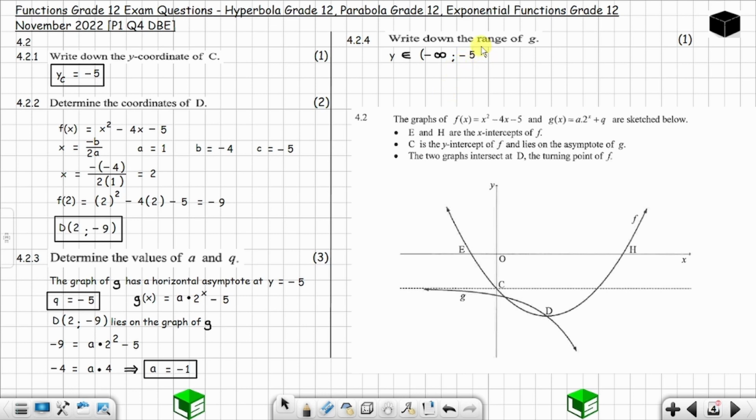And you show that with a round bracket because negative 5 is not included. You can see that this graph is not touching this horizontal asymptote. It's only approaching it. So you always start from the bottom to the top when you take the range of a graph. When you take the domain, you start from left to right; when it is the range, from the bottom to the top. I can also write the range as y less than negative 5. All these values less than negative 5 are part of the range of the graph of g. So you have two options. You can give your answer like this or like this.